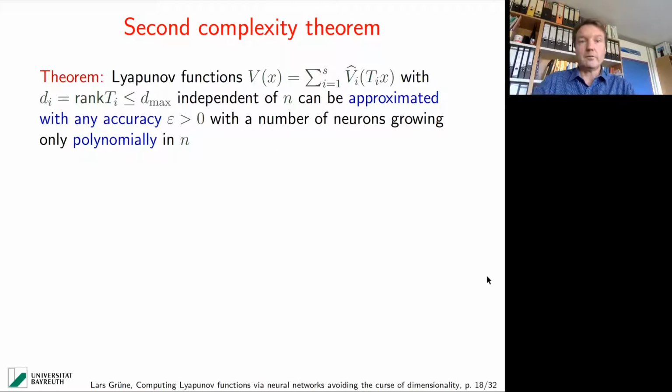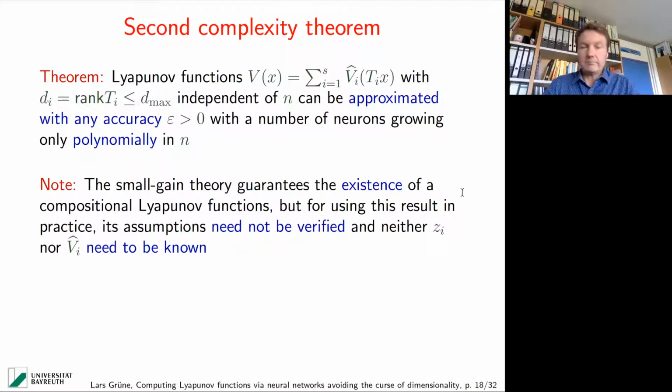Okay, this is the second theorem. We assume that we can write our Lyapunov function in the following form. It's a sum of sub-Lyapunov functions, which depend on a linear transformation of x, T_i of x. And the low dimension now comes in via the rank of T_i. We assume that the rank of T_i is less than or equal to d max, and this d max should again be independent of n. And then we get the same result as before. For any accuracy, we can approximate this function with a number of neurons which grows only polynomially.